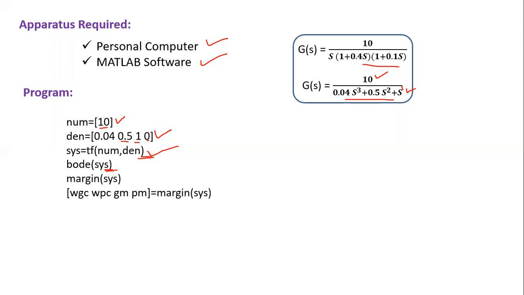The graph will come, but from the graph, we need to check the gain margin, phase margin, and crossover frequencies, that is, the phase crossover and gain crossover frequencies. For that, we need to check the margin of the system. From that margin, we identify the gain crossover frequency, phase crossover frequency, gain margin, and phase margin. So this is the coding part.